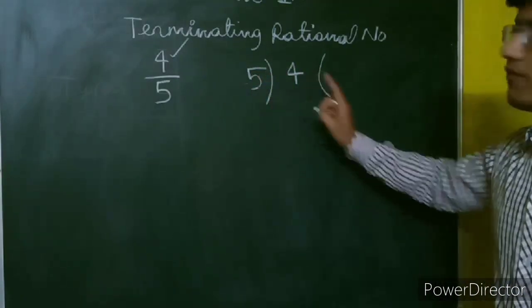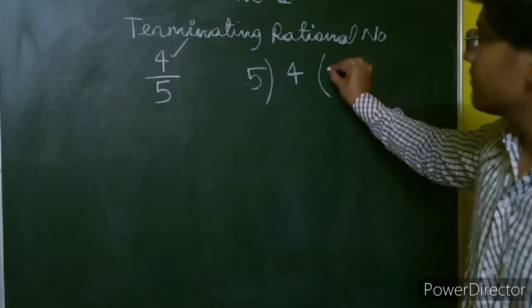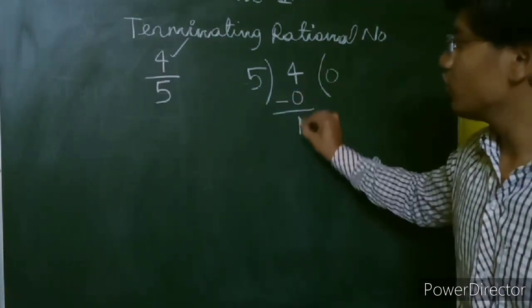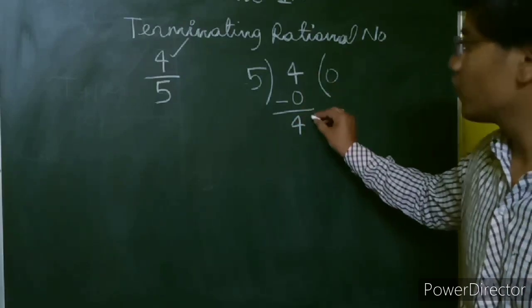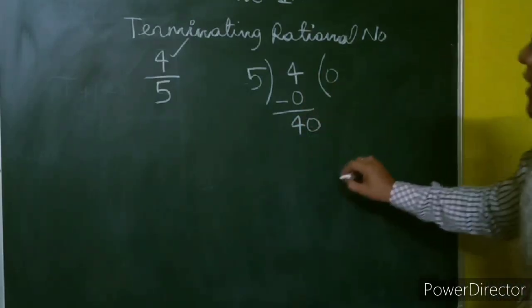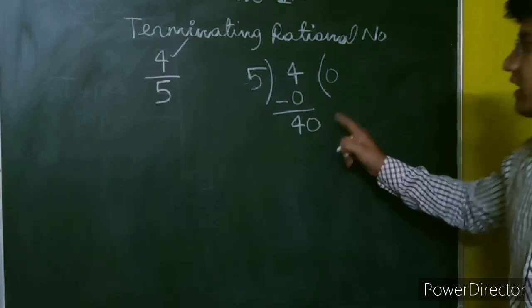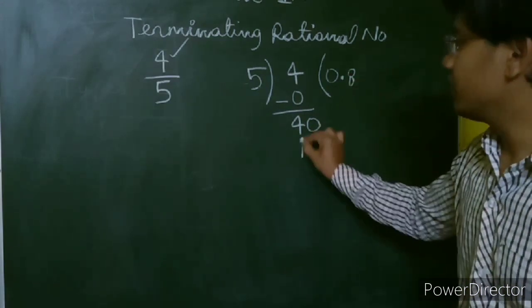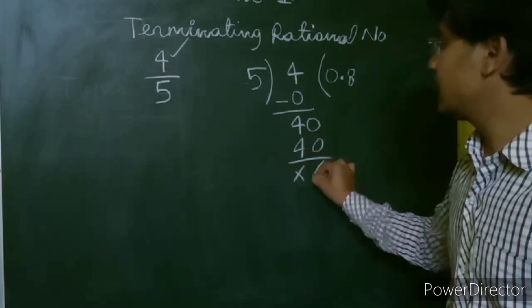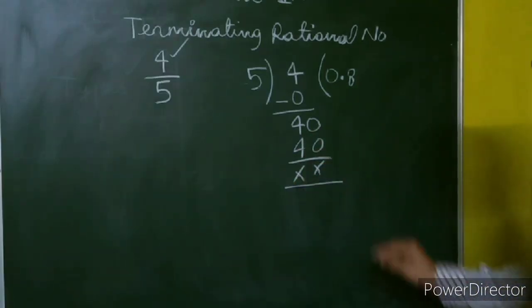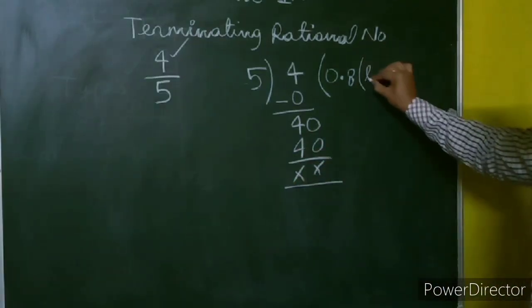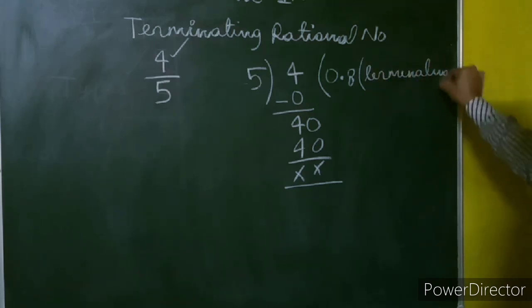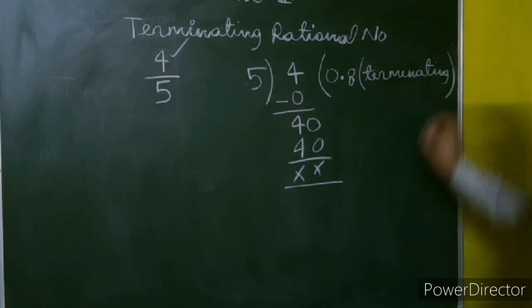In 5's table 4 is not coming, so it will come 0 times. So we will write 0 here. 4 minus 0 is 4. So we will take 1 0 here because it is not divisible. So here the point will come, and 5 8s are 40. Once again you are seeing that the remainder comes 0. So it is also which type of decimal representation? Terminating decimal representation of a rational number.